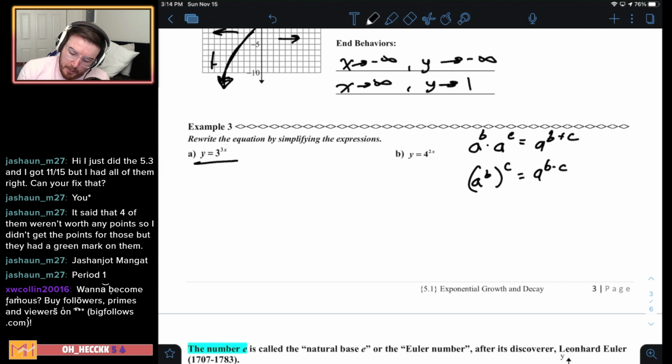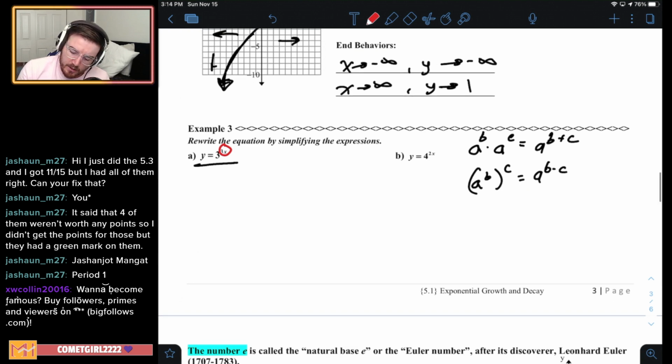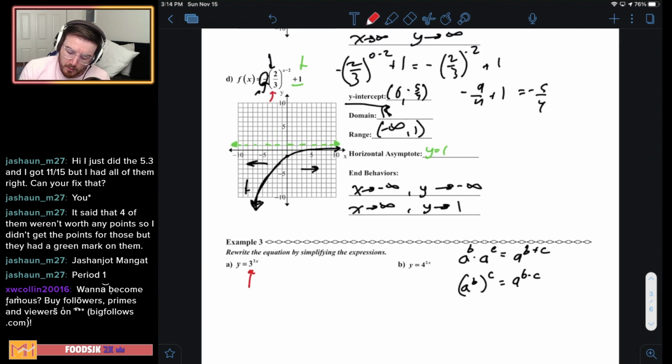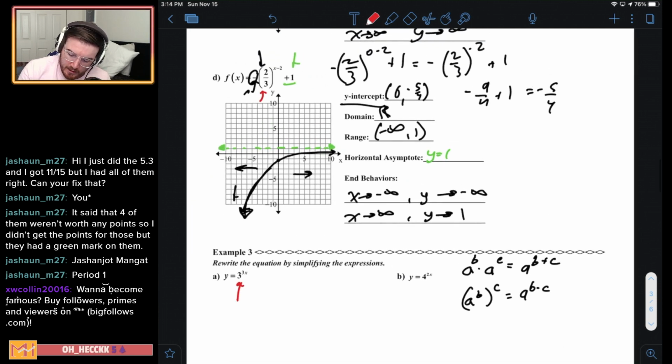Well, that property can be kind of useful for us because this exponent looks a little odd. In the grand scheme of my shifting and whatnot, I know that this is going to be a growth because 3 is bigger than 1, but we've never seen a number out in front of the x like that before, right?